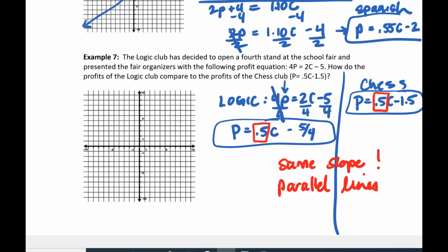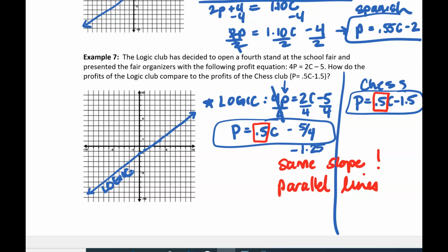So if you graph this first one, we'll graph logic in blue. So for the logic equation, I'm going to say negative 5/4 is the same thing as negative 1.25. So that'd be down 1 and a little bit more. And then we're going to go up 50 cents over 1, up 50 cents over 1. Okay, so we've got this line. Okay, so this is logic.